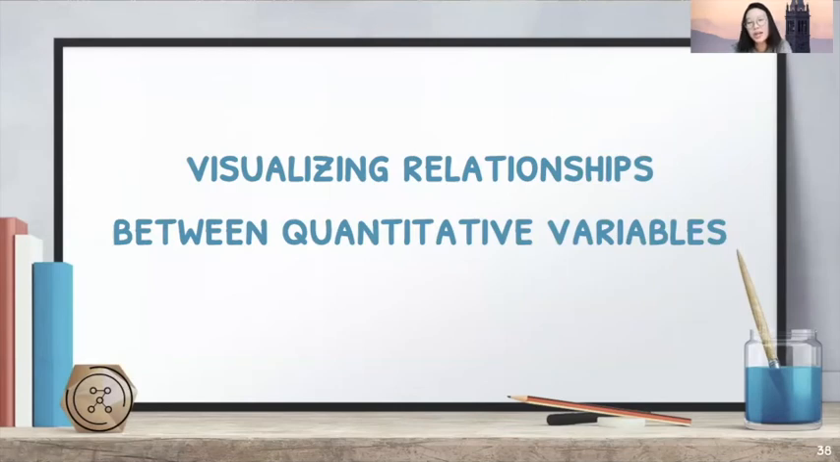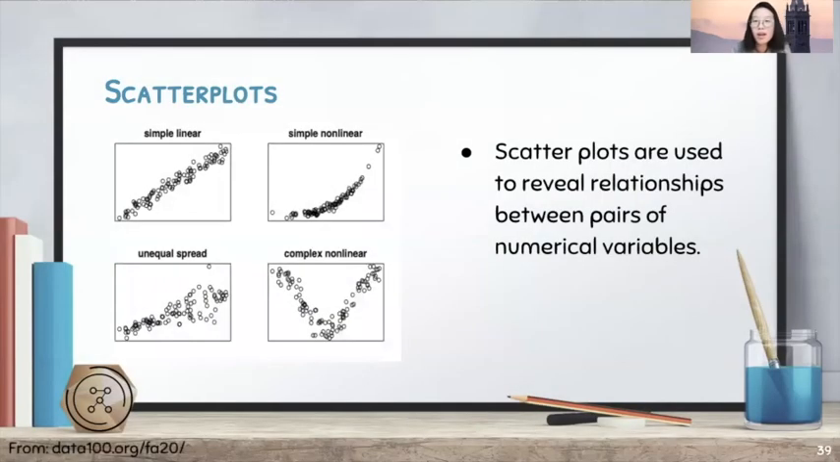So now let's visualize the relationships between quantitative variables. Most of you are probably familiar with scatter plots by now. We use them to reveal relationships between pairs of numerical variables, and we usually start with scatter plots to notice any obvious correlation patterns between data. We could observe a linear, quadratic, exponential, logarithmic, non-correlated pattern, and many more.